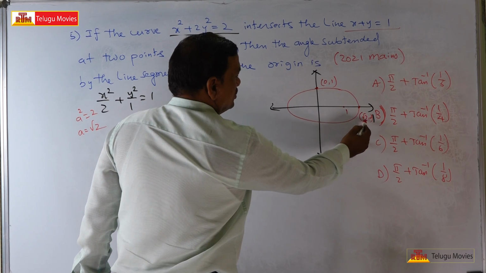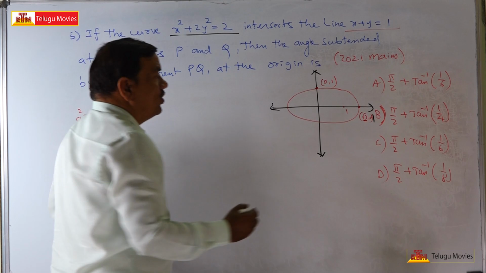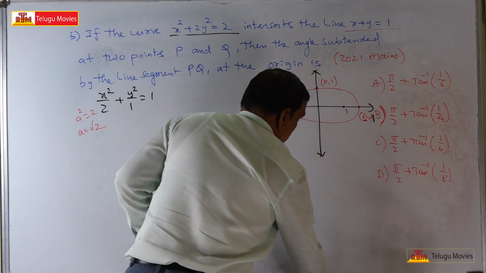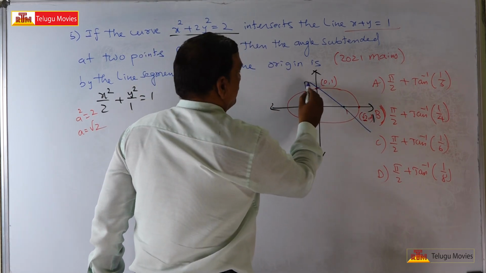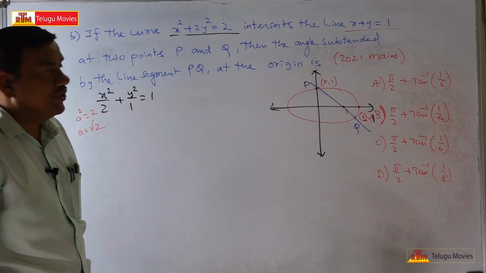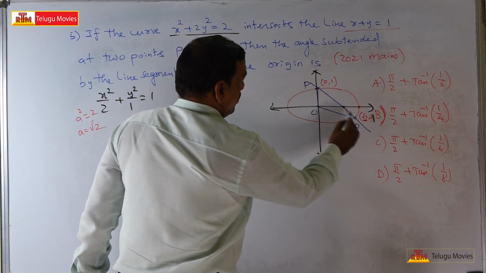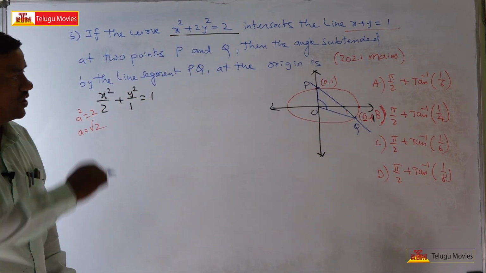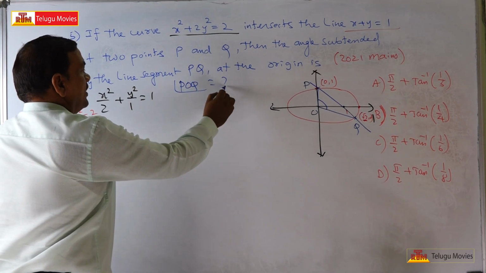That means here, see here, this is (root 2, 0), root 2 value is 1.414. Therefore your point should be here. So this is another line, this is another line PQ. Okay, so this is P and it is Q. This PQ subtends an angle at the origin. So this angle we have to find out, the total angle POQ.